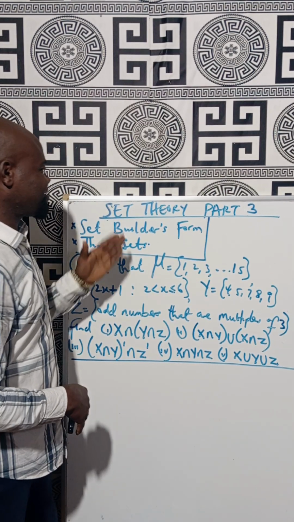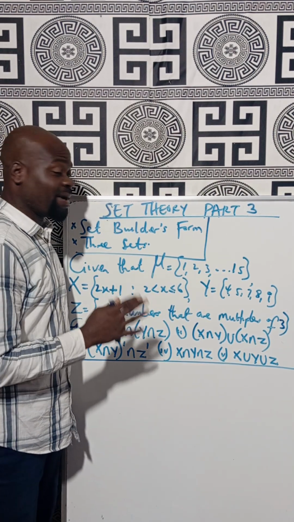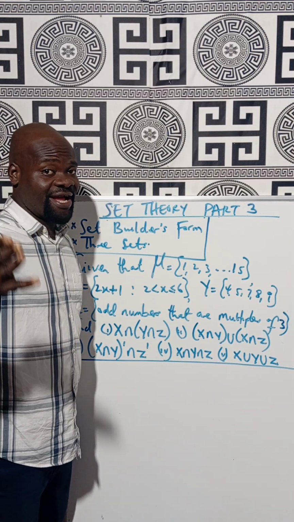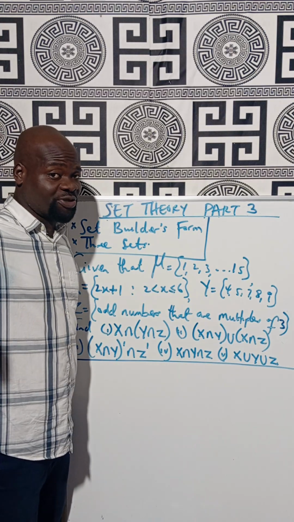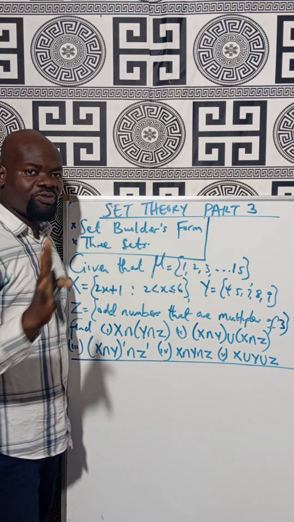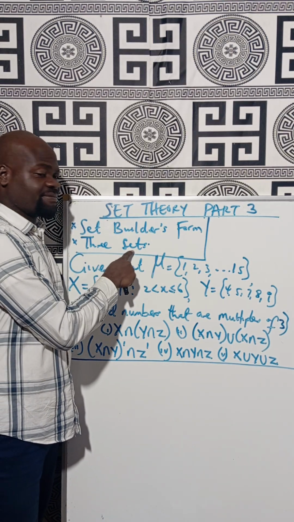Now let's look at set theory part 3. We have done part 1 and part 2. If you have not watched, go and watch part 1 and part 2. Now we are going into 3 sets.